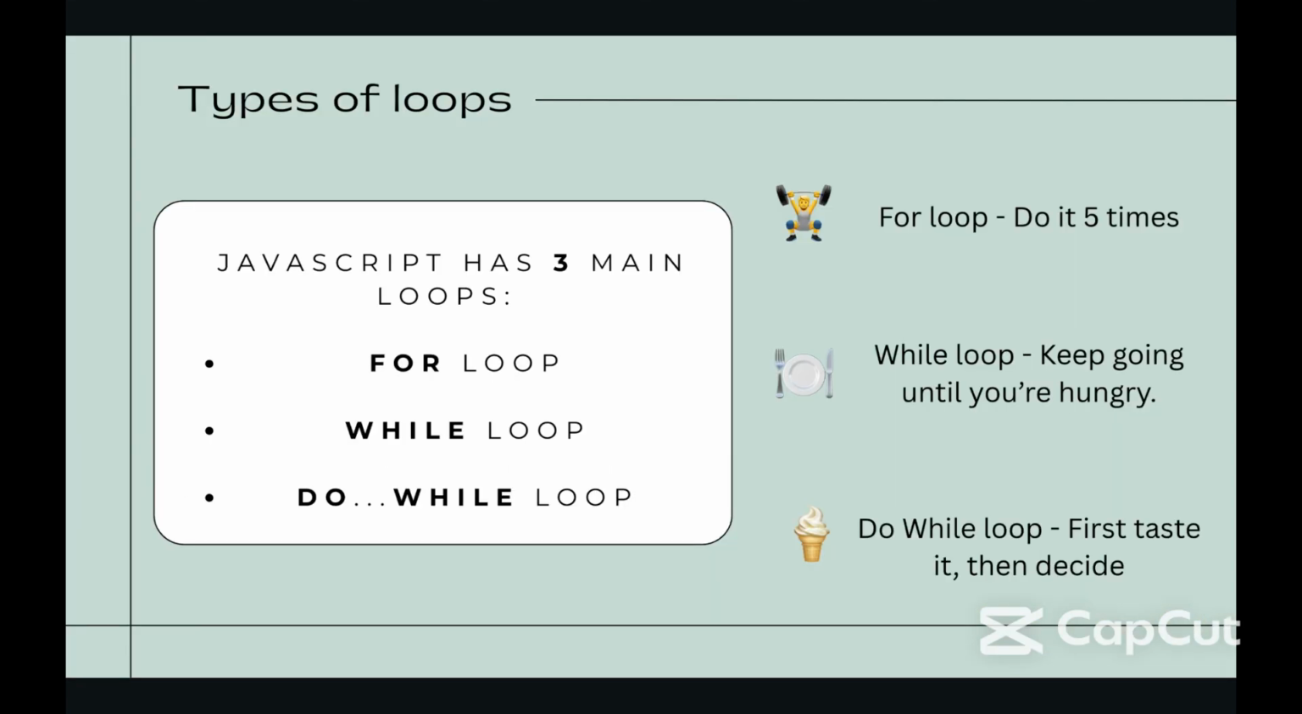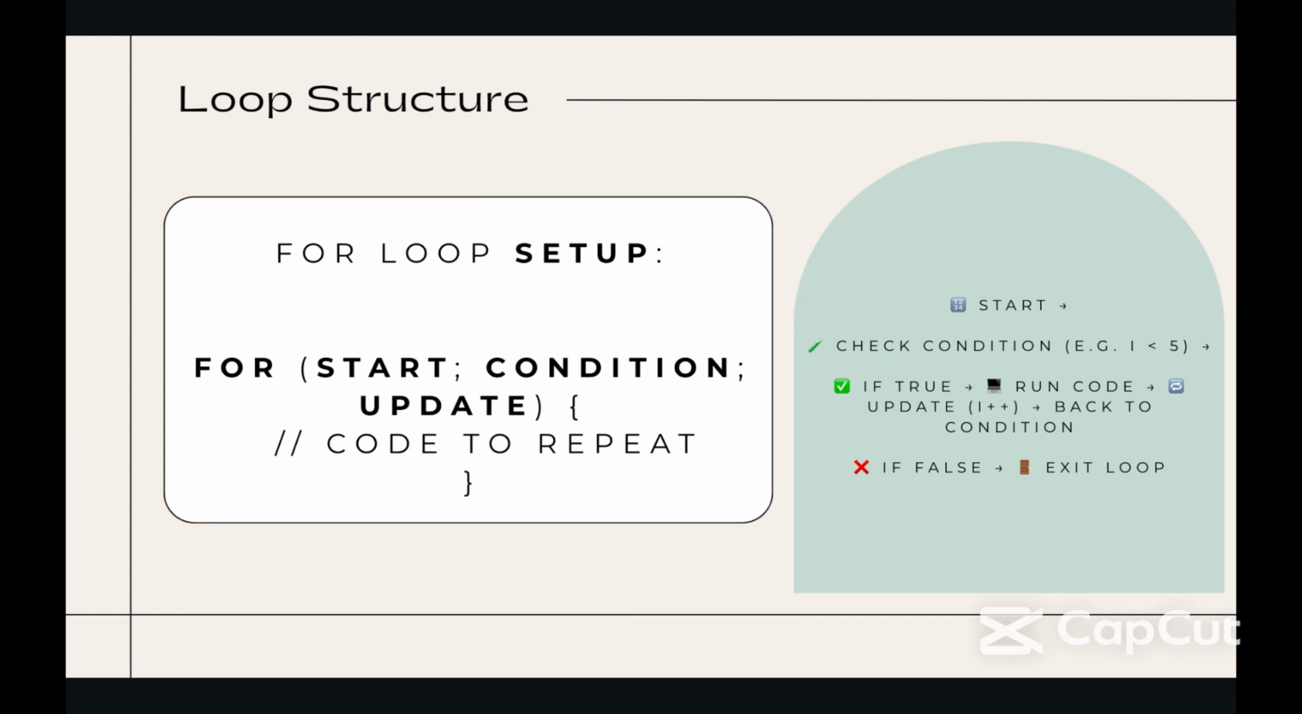There are a few different kinds of loops: a for loop, a while loop, and a do while loop. In this episode, we'll be focusing on for loops, which is perfect when you already know how many times you want to repeat something. So here's the basic loop structure. A for loop has 3 main parts. The start sets up a counter. The condition checks if the loop should keep going, and the update changes the counter each time. This tells the computer, keep repeating this block of code until a certain condition is no longer true.